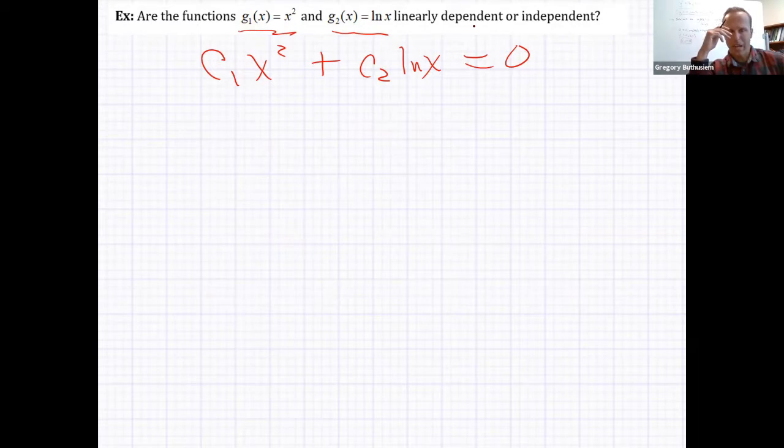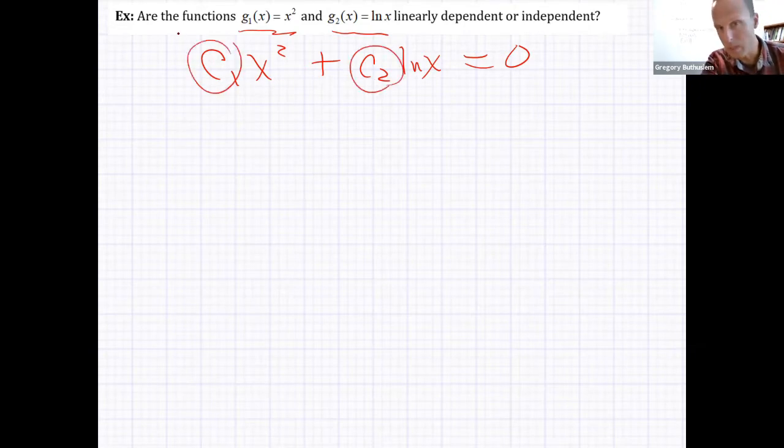Big question here: are x squared and log x at all related, such that there's a constant multiple that'll make them cancel each other out? Working with these functions for years, ever since you started talking about them back in algebra, you should probably think there's no way I'm going to get these to cancel each other out by multiplying by some random constants where they're not both 0. So in this case, they're independent.